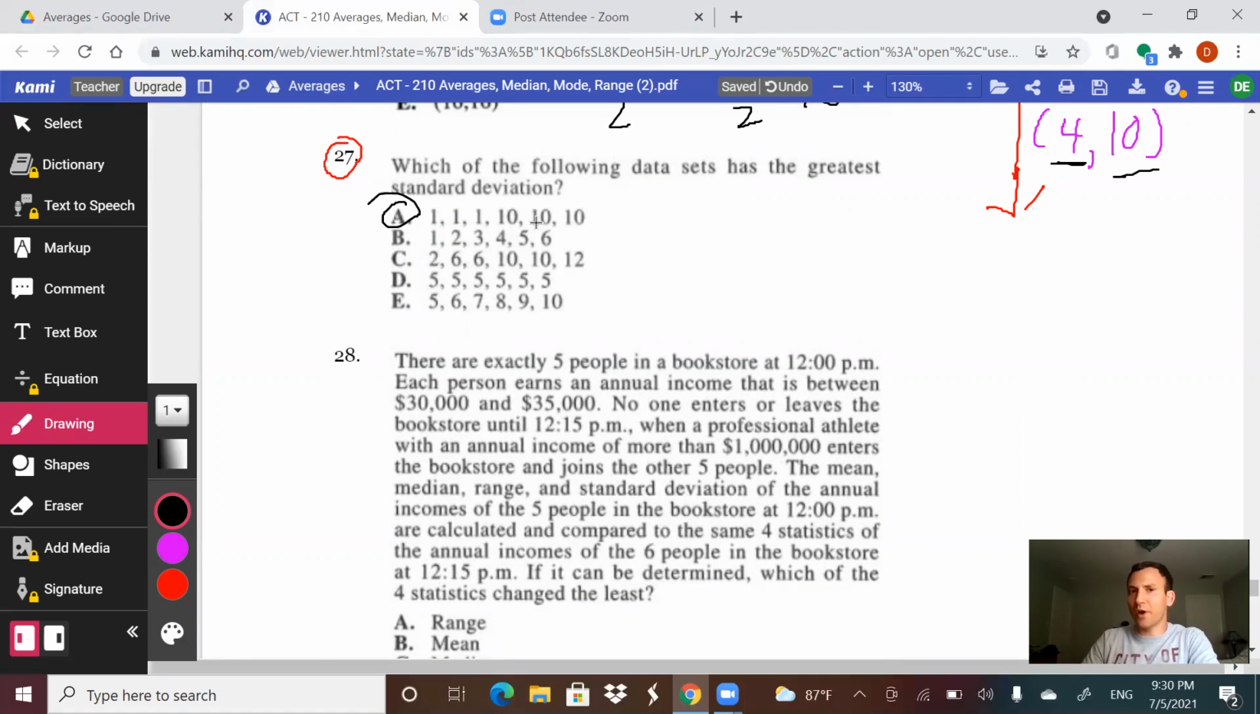Look how spread out your numbers are. So the average of this data set is going to be 5.5, but none of the numbers are anywhere near that. All these other data sets, the numbers are clustered much closer together.